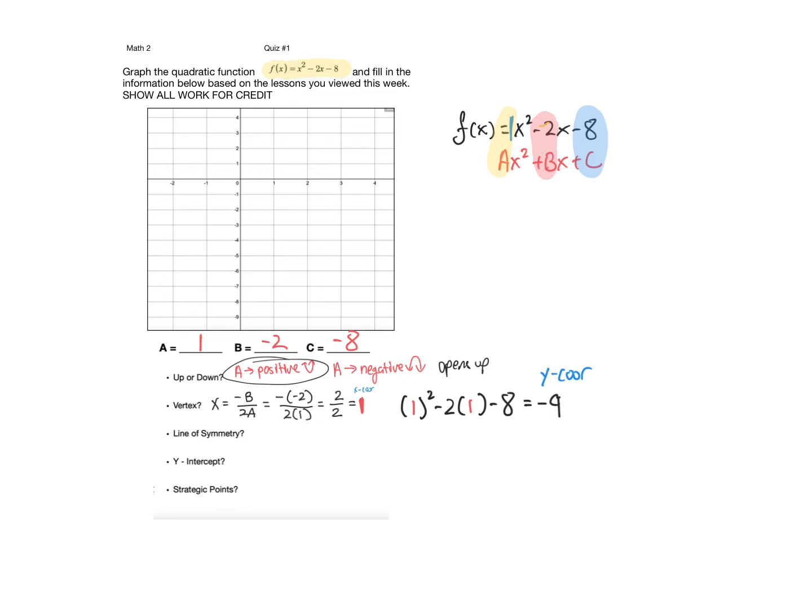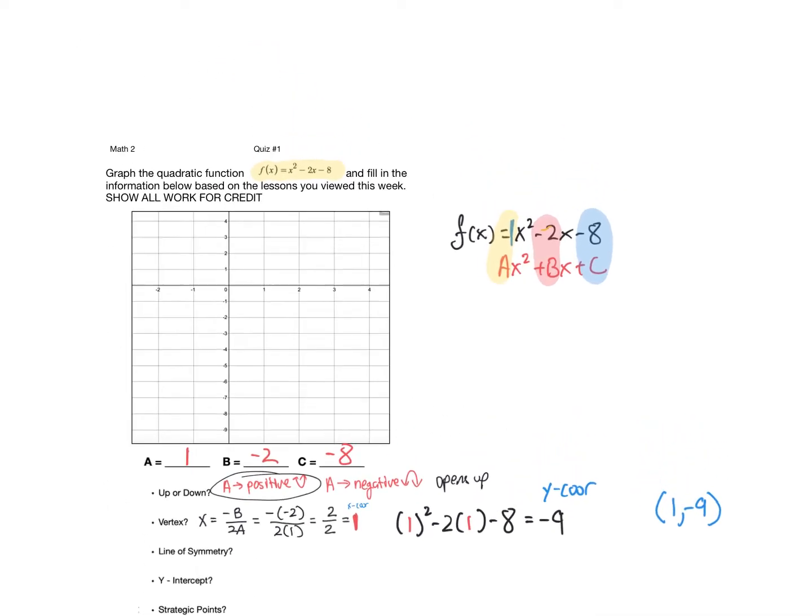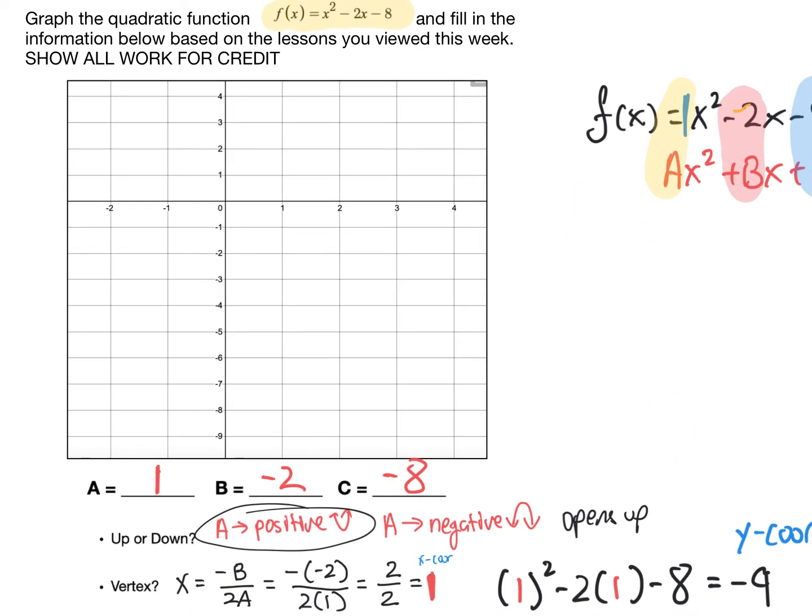So therefore, I know that the vertex is going to be (1, -9). So I'm going to plot that over here, (1, -9). And so I plot that point, and that's going to give me something that's going to look like that, okay?